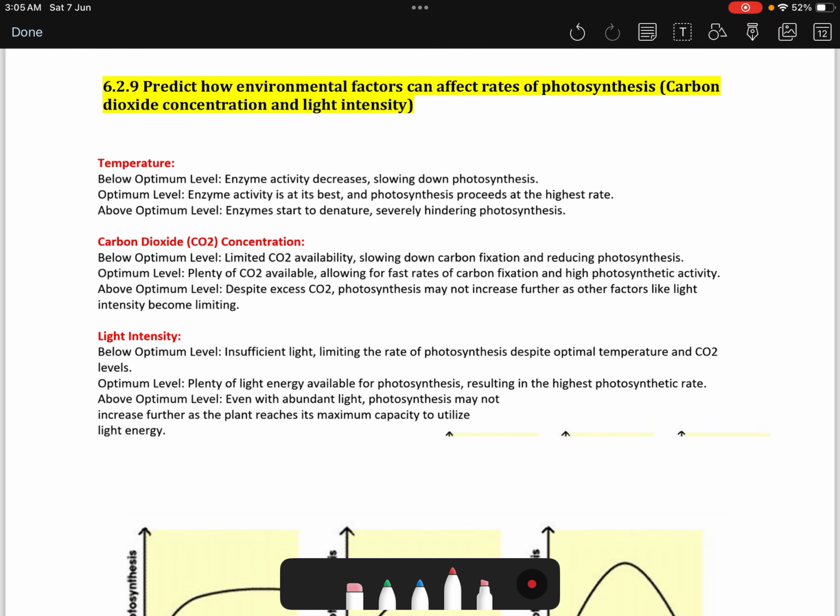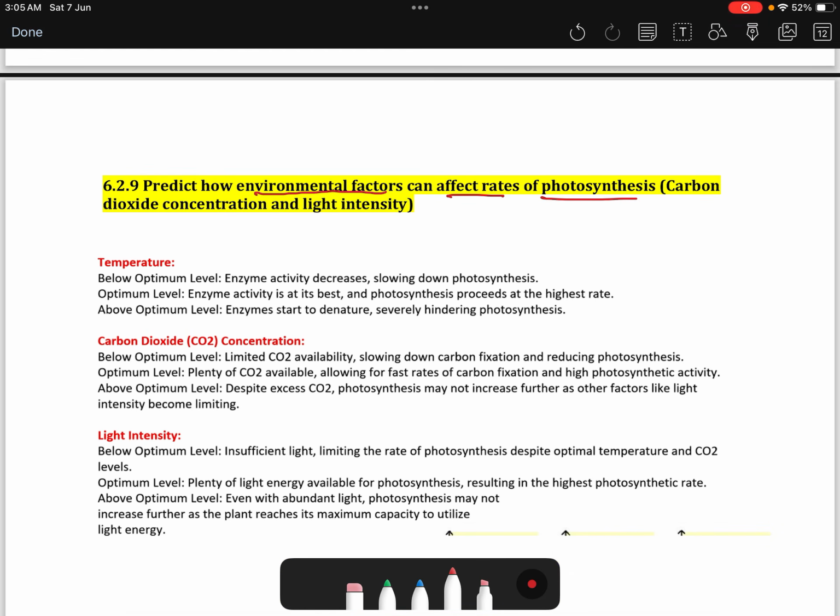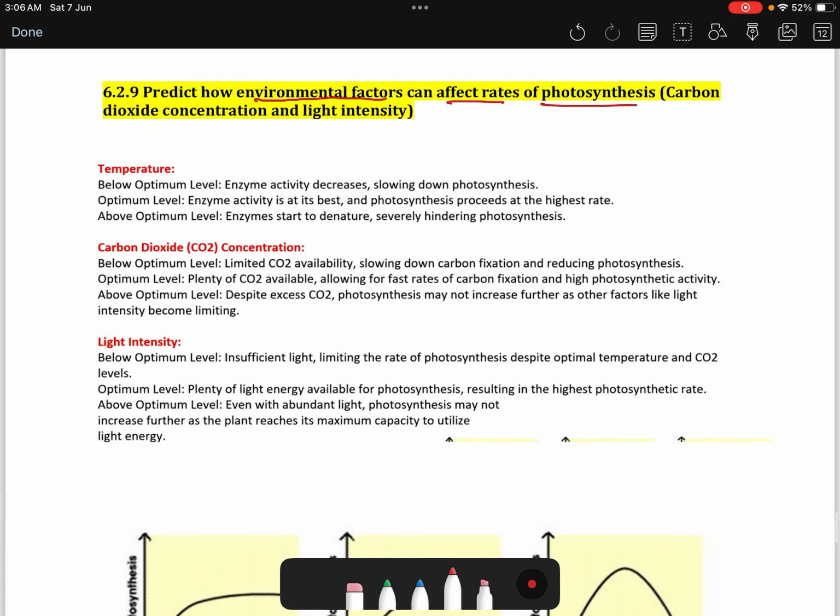They predict how environmental factors affect the rate of photosynthesis. So it means that photosynthesis can increase or decrease, but there are different factors like carbon dioxide and light. So they are giving you 2, carbon dioxide and light, so you should be learning them.